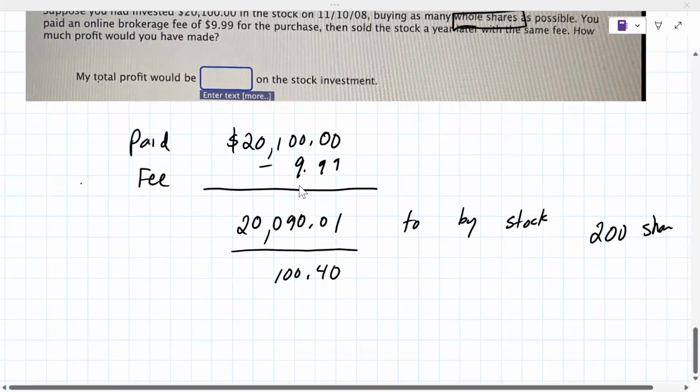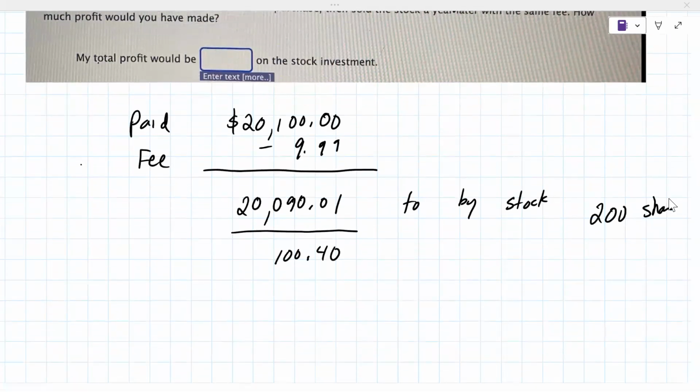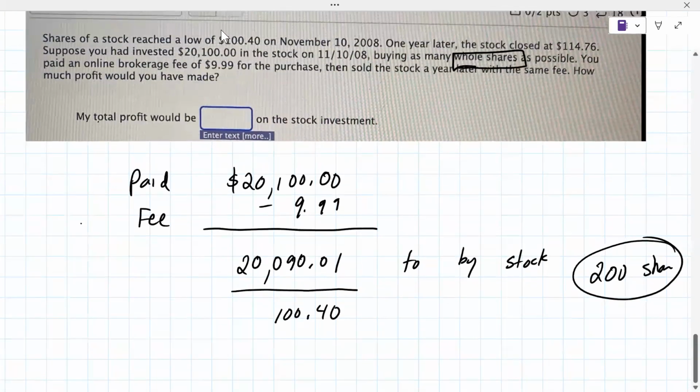Let's just do it this way. So I think they bought 200 shares. We'll just try that out. And we know that the person paid, we'll just say that they paid that much. Now, a year later, you have $114.76 per share times the 200 shares that you bought. Okay, so we need to figure out that amount. Like what's it now worth?